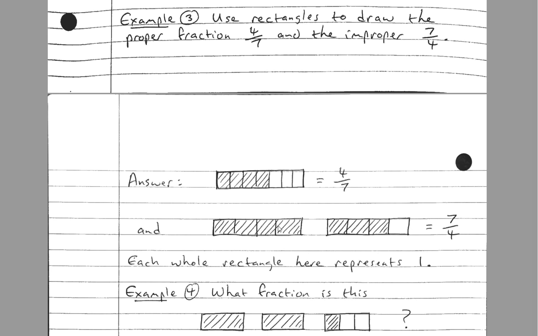Okay, so here we've divided this rectangle into 4. We've shaded 4, but we need more. We're looking for 7 of these pieces, so we need another rectangle. So divide this rectangle into 4. So now we can see more clearly that we've shaded 7/4, and this number is bigger than 1. You can think of it as 1 plus another 3/4.